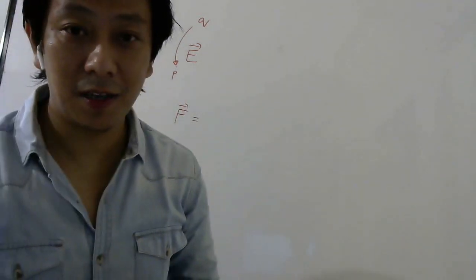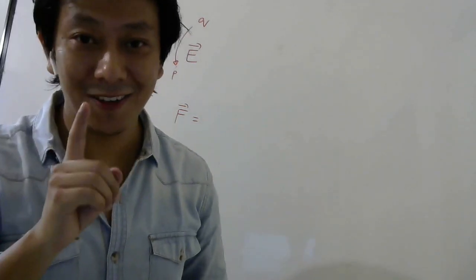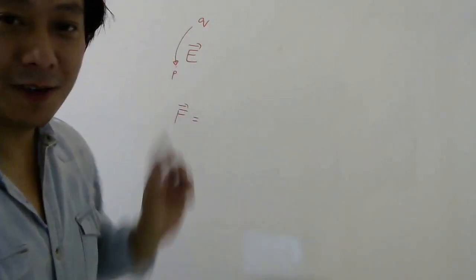Now some of you are saying 1 by 4 pi epsilon naught, correct? No, because I did not tell you the source charge is a point charge. So how can you say 1 by 4 pi epsilon naught? Yes or no? So go back and think, what is actually E?